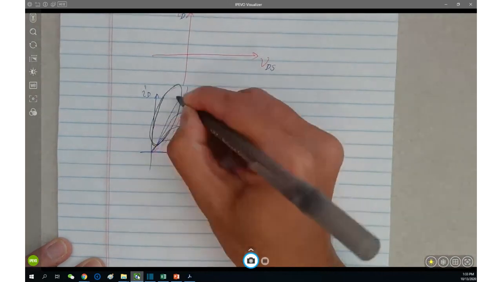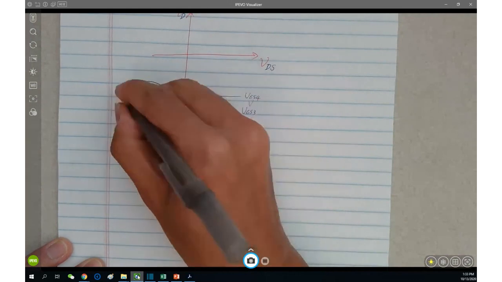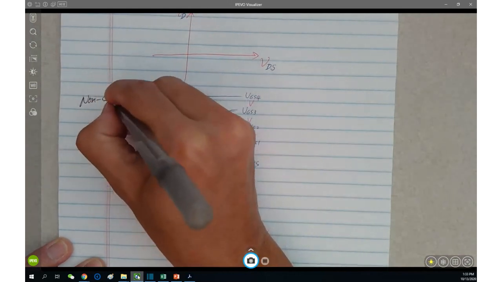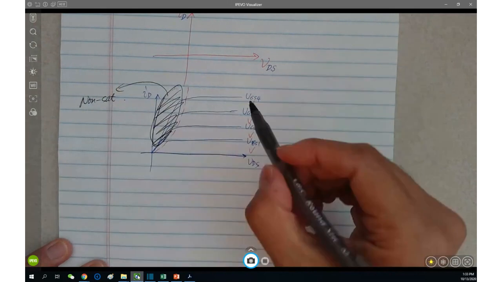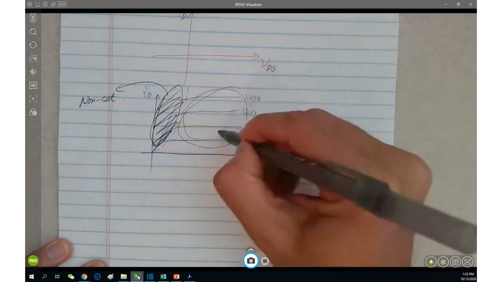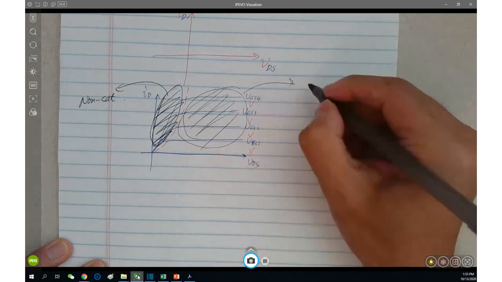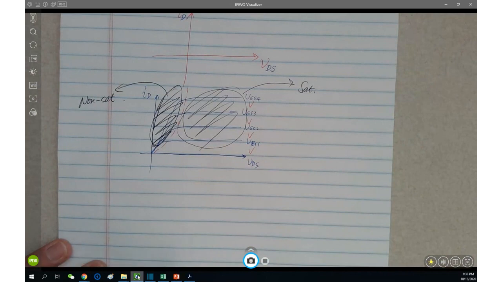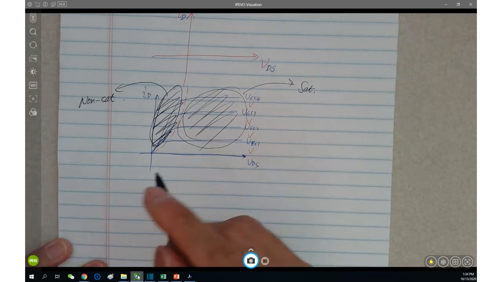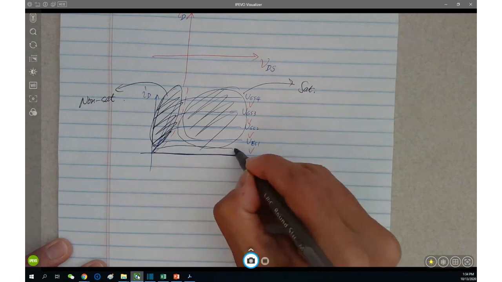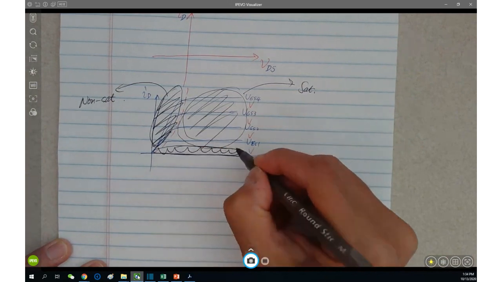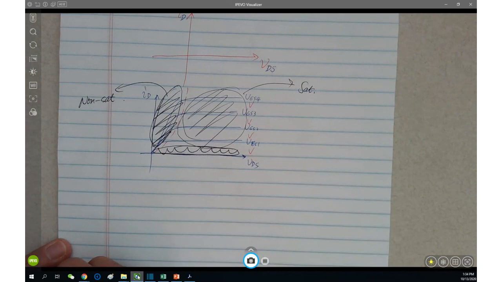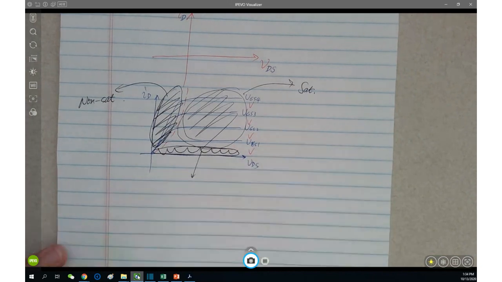This region here, call it non-saturation region. This region here, call it saturation region. And in this IV curve, you have a third region, which is down here. Anyone knows what scenario this region corresponds to? What's happening in this region?